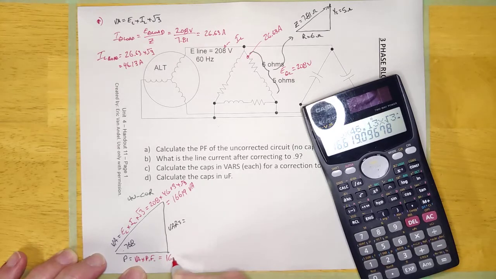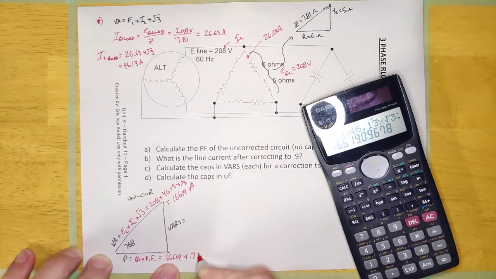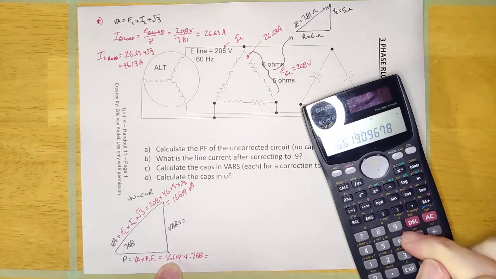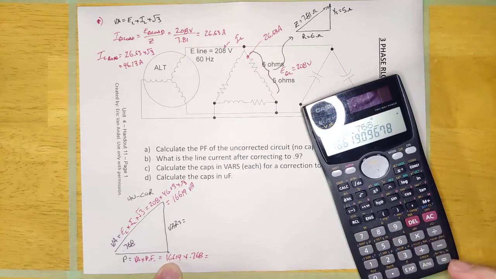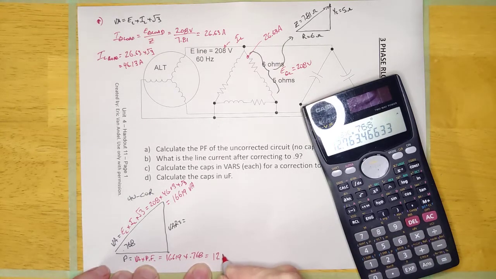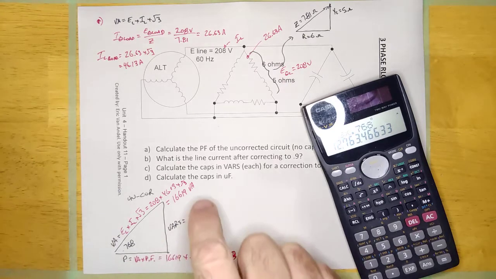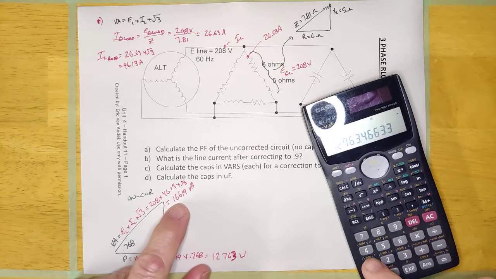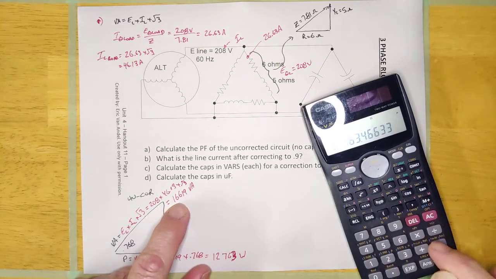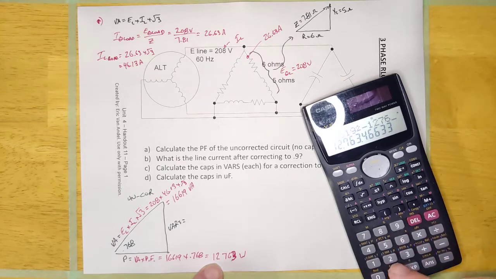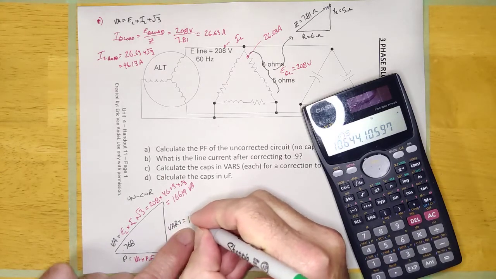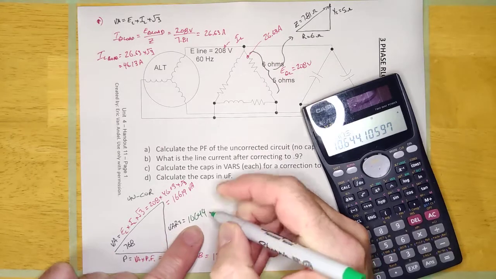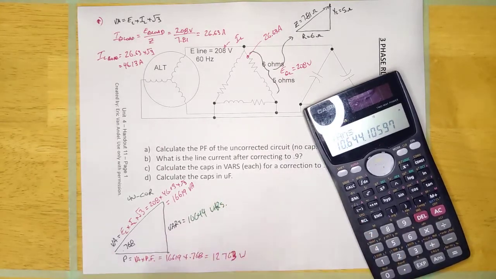Okay, so it's going to be 16619 times 0.768. 12764. I guess this could be a 3, doesn't matter. Watts. All right, guys. And then we'll calculate our VARs. It's going to be 16619 squared minus 12763 squared, square root. Looks like the VARs before correction is 10,644 VARs. Okay.